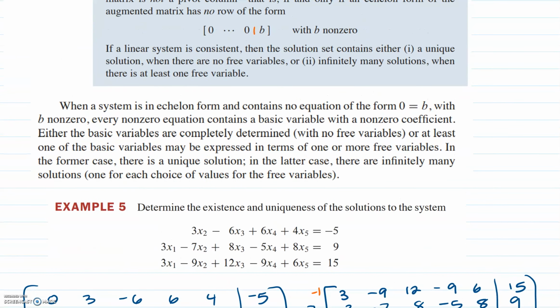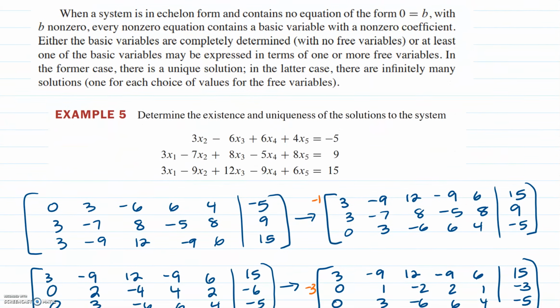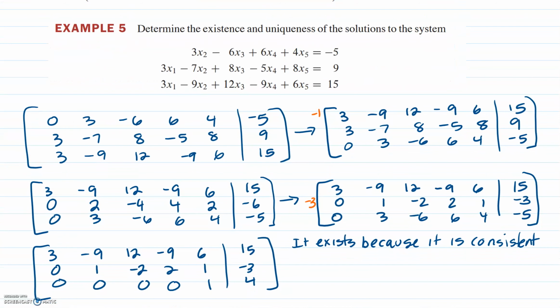So it does not have this. So again, it is consistent if and only if there is no row of this form. Okay. Well, how many solutions does it have? It has an infinite number of solutions because there are some free variables.